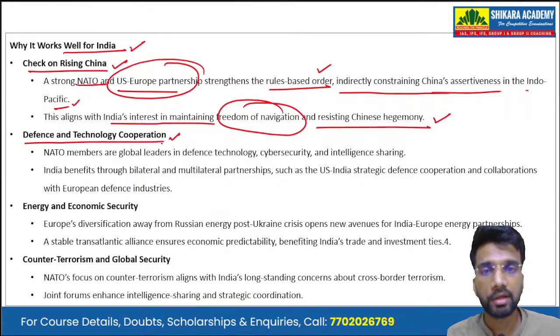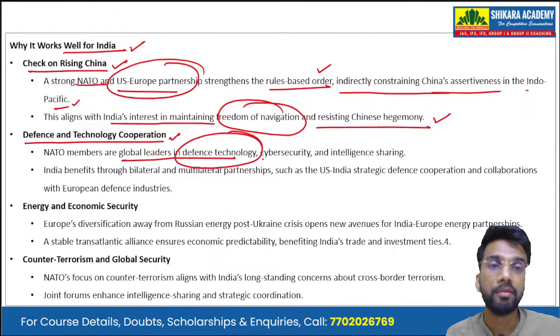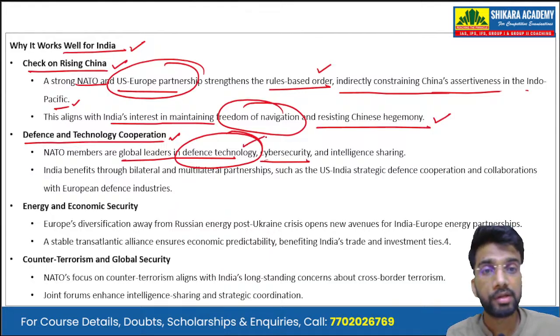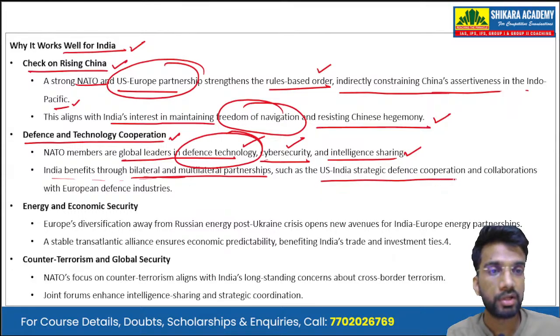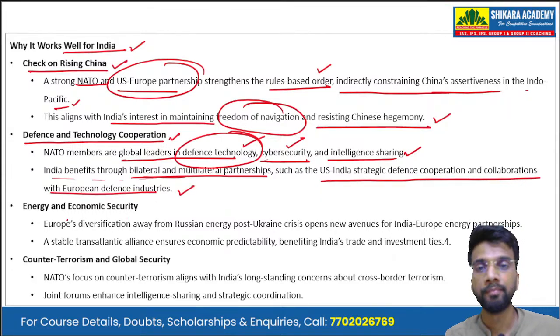Then there is defense and technology cooperation. The NATO members are global leaders in defense technology, especially the United States and France. They are global leaders in cybersecurity and intelligence sharing. That is the Five Eyes network that we have. India benefits through bilateral and multilateral partnerships, such as US-India strategic defense cooperation and collaborations with the European defense industries.